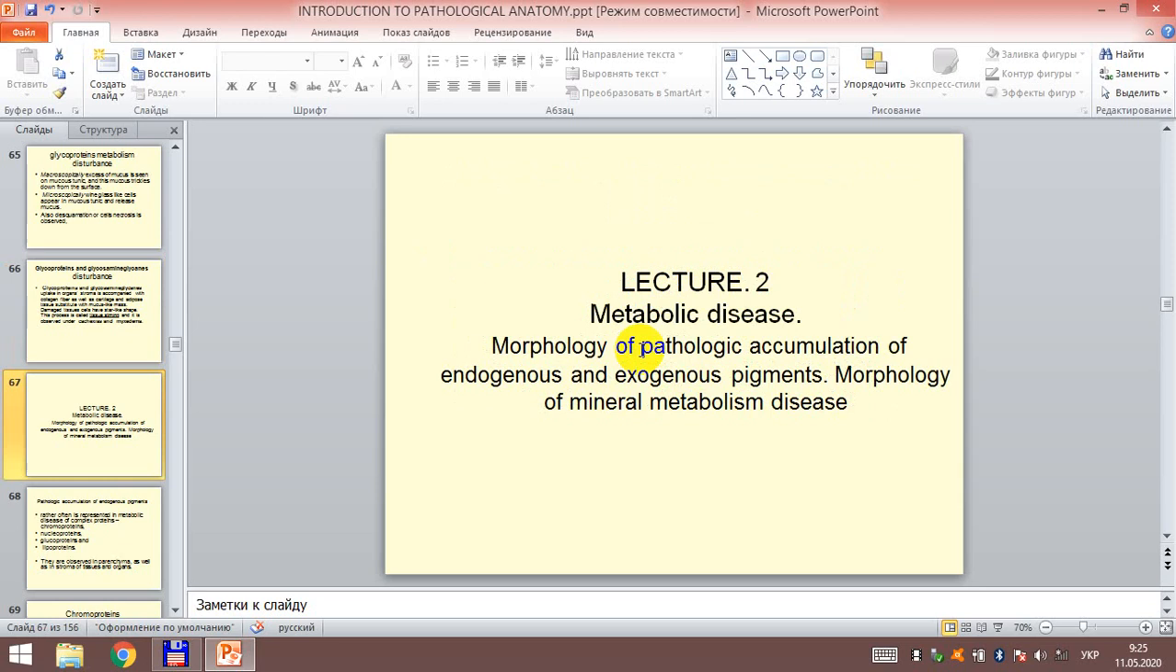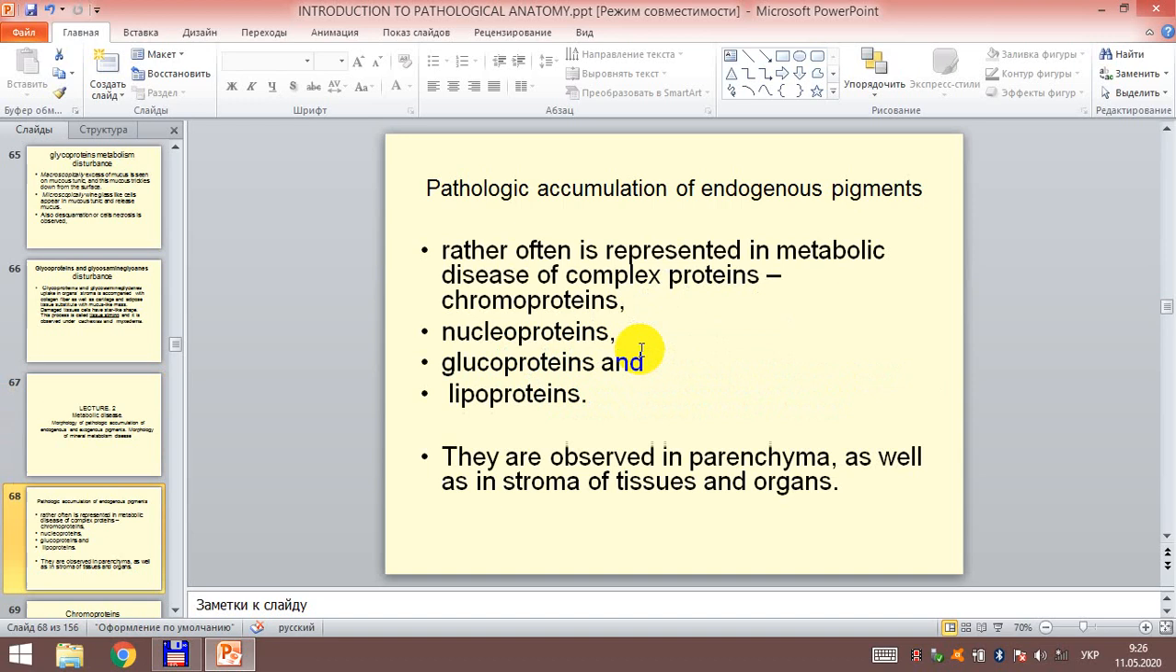In the next part of our lecture, we will discuss metabolic disease, and we will discuss morphology and pathologic accumulation of endogenous and exogenous pigment. We will discuss morphology of mineral metabolism disease. Also, pathologic accumulation of endogenic pigments rather often is represented in metabolic disease of complex proteins, chromoproteins, nucleoproteins, glycoproteins and lipoproteins. They are observed in parenchyma as well as in stroma of tissue and organs.